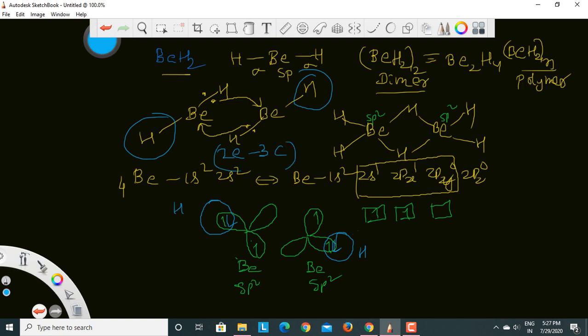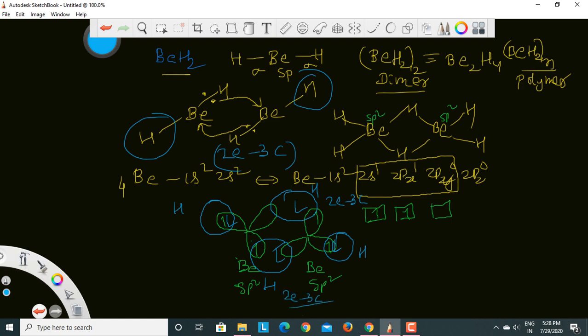Now your hydrogen will come. Suppose your hydrogen is coming here. Hydrogen is bringing one more electron. So these two electrons are forming a bond with beryllium, hydrogen, beryllium. Means two electron, three center. Similarly, here also we will make hydrogen and electron. Here it is vacant, here one electron, here one electron. So two electrons of hydrogen and beryllium are making a bond with beryllium, hydrogen, beryllium. So this is also two electron, three center.